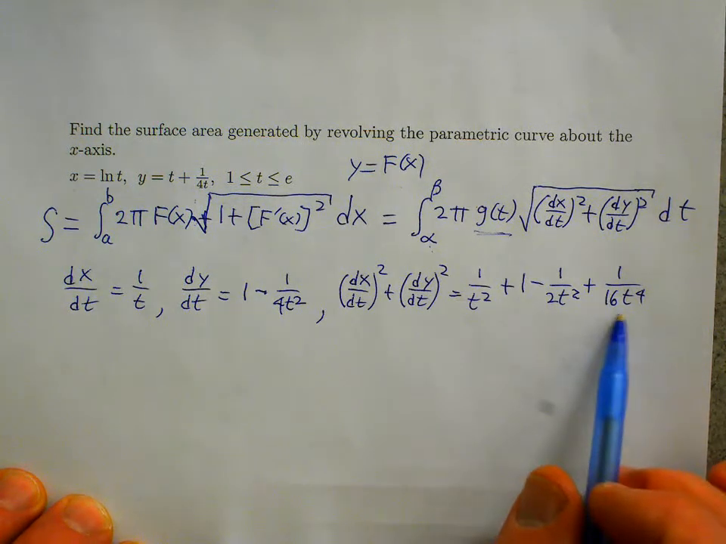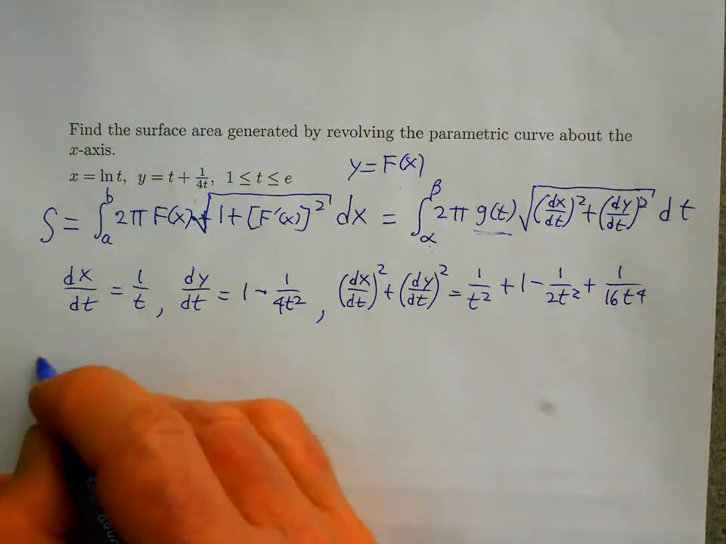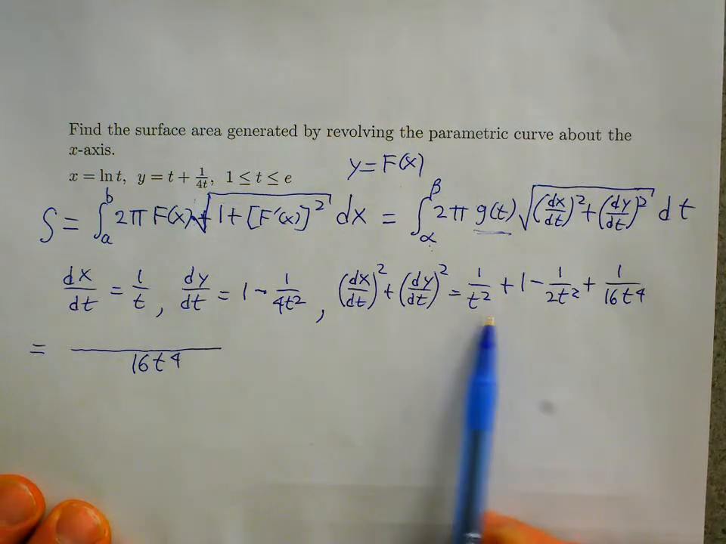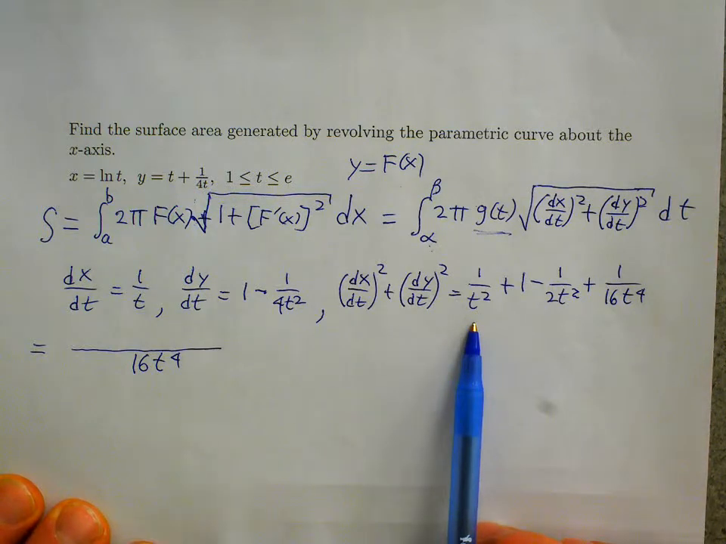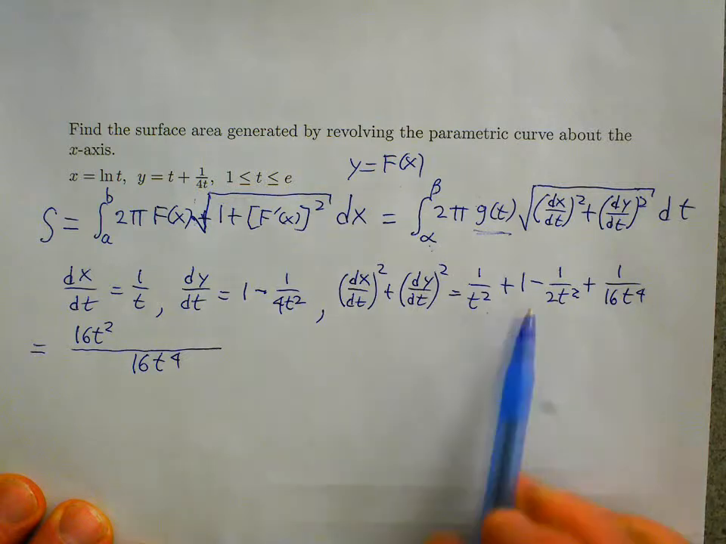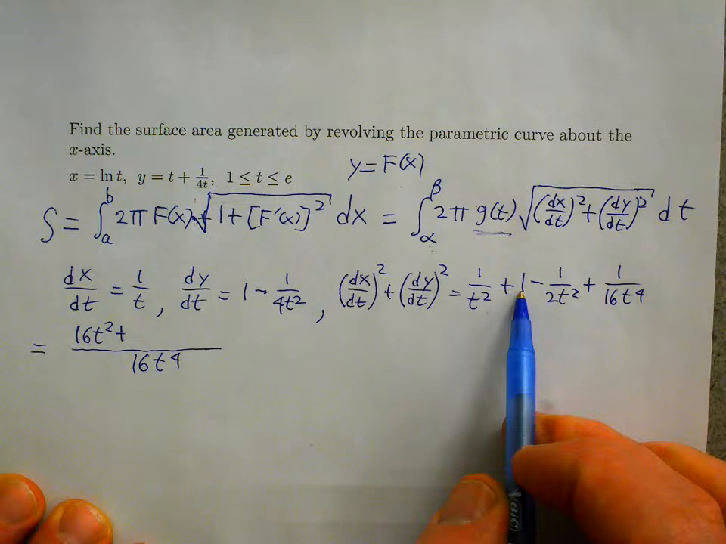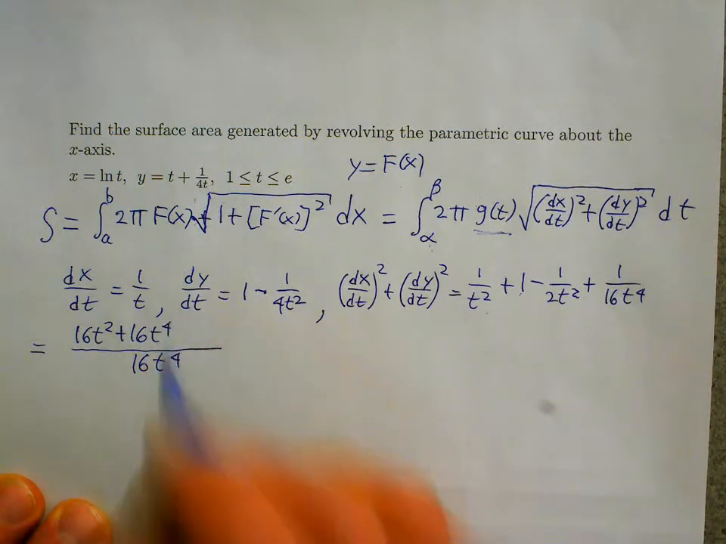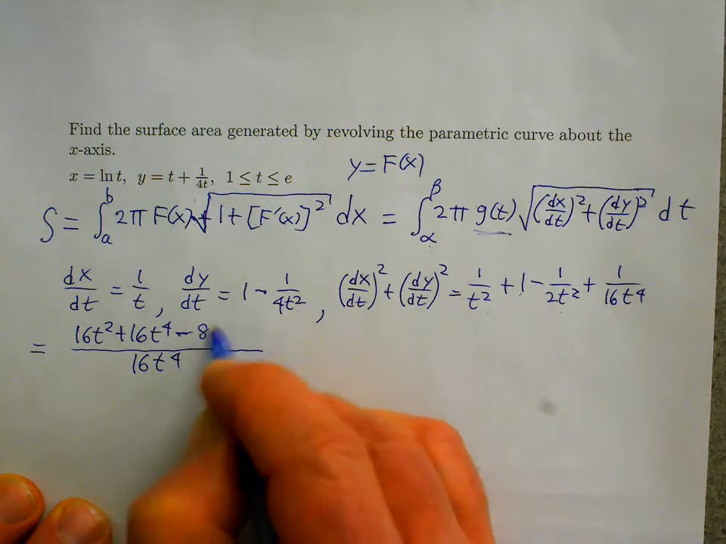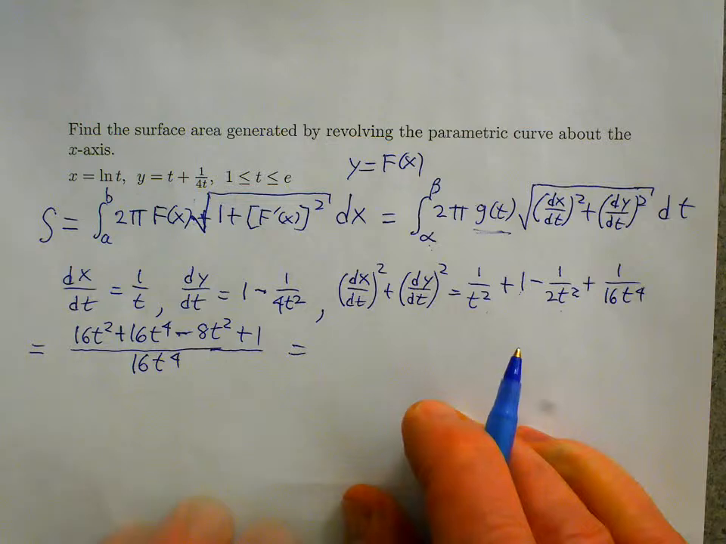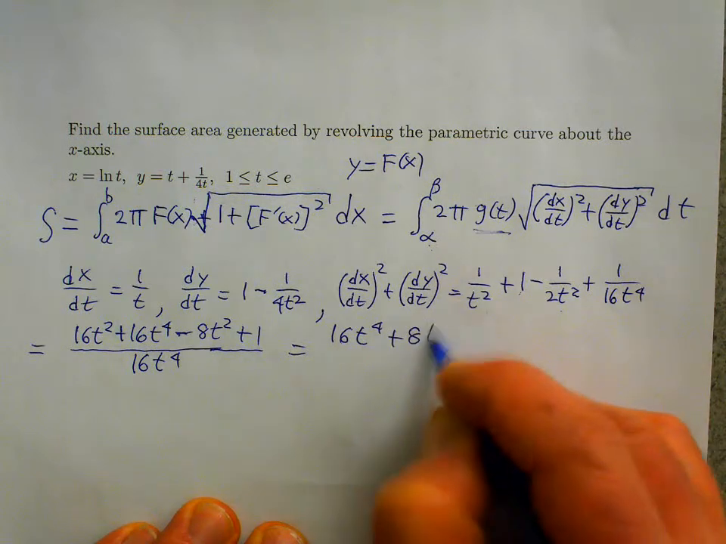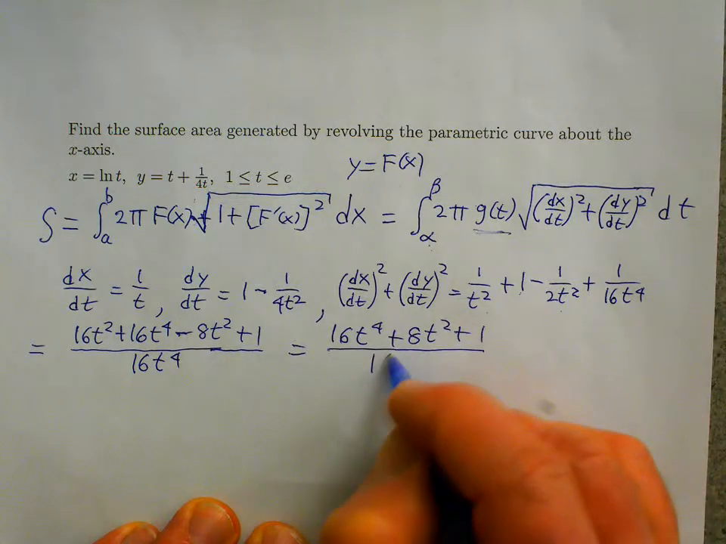Okay, when we add those, the least common denominator is 16t to the fourth. So we'll write the denominator 16t to the fourth. We have to multiply 1 over t squared by 16t squared over 16t squared, so we'll have 16t squared in the numerator. This one, we get plus 16t to the fourth. And the next one is 8t squared minus 8t squared, and then plus 1. And when we simplify, we get 16t to the fourth plus 8t squared plus 1 over 16t to the fourth.